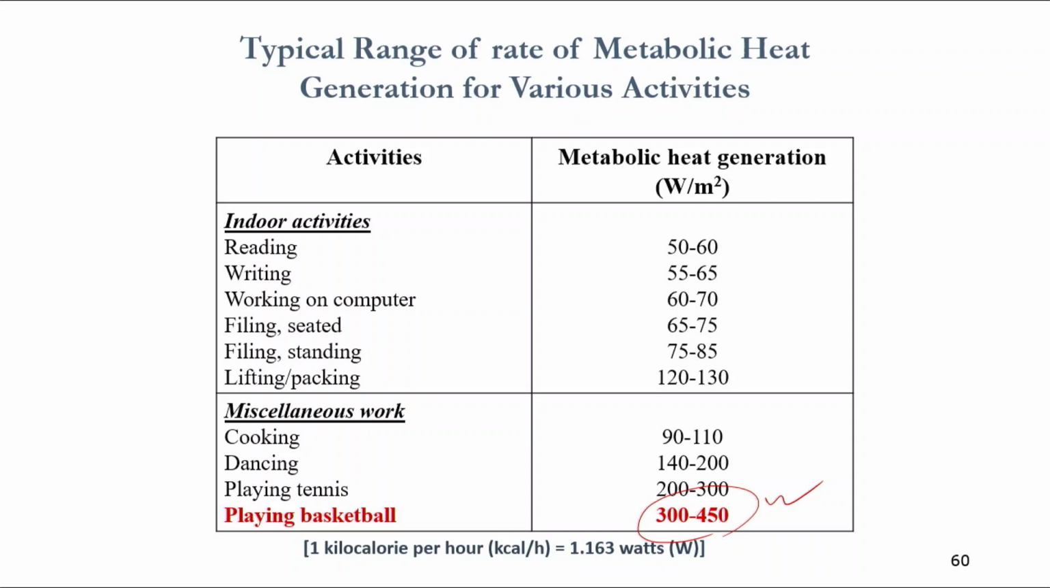So, we know what we are actually doing. If we know what we are doing while wearing the protective textiles, then we can predict what type of heat we are generating. That heat has to come out from the body, otherwise it will not be comfortable. So, designing the protective textile is very, very important.